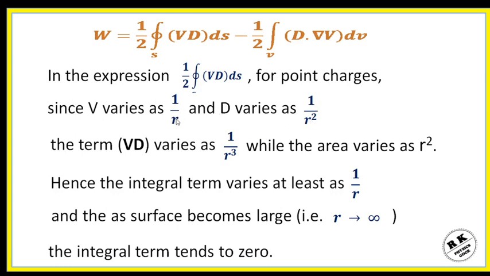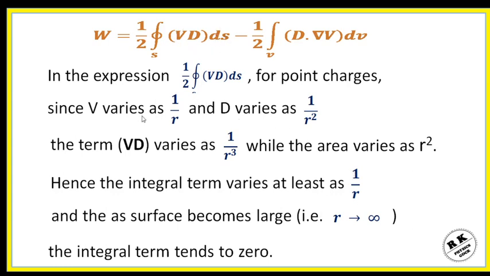The potential V varies as 1 by r, and the displacement vector varies as 1 by r square. Overall, this term VD, the product of these two, varies as 1 by r cube. Now this term is present inside a surface integral. For simplicity, let us assume the surface is a sphere with area 4 pi r square, so it varies as the square of the radius. So overall this product will vary as 1 by r.